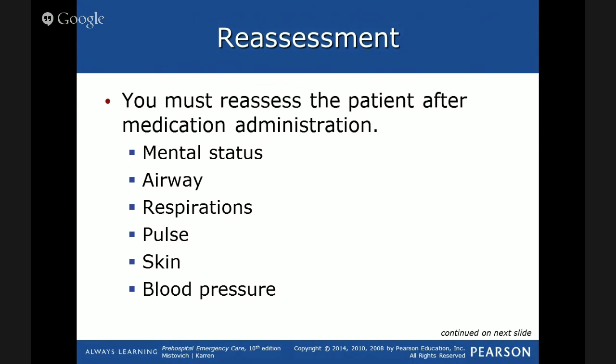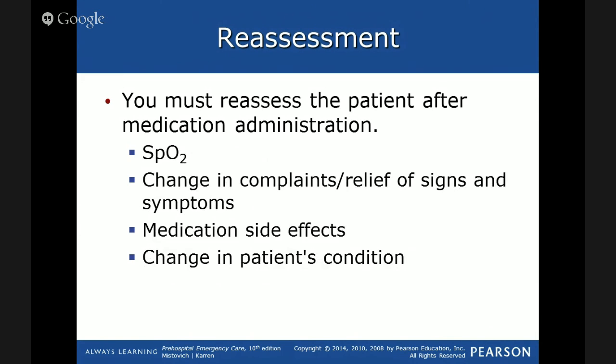For instance, we give somebody with chest pain nitroglycerin. Their mental status drops. They're now semi-conscious, right? We could have an airway issue. We're going to want to monitor the respirations. Chances are their pulse rate's going to be either up or down, depending on how badly we drop their blood pressure. Their skin's going to maybe turn a little cool and clammy, and now we're also going to have a decrease in blood pressure. So we're going to monitor our patient. This is where we're going to see some of our changes in our patient.